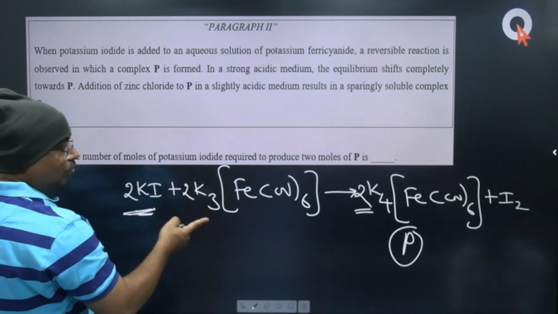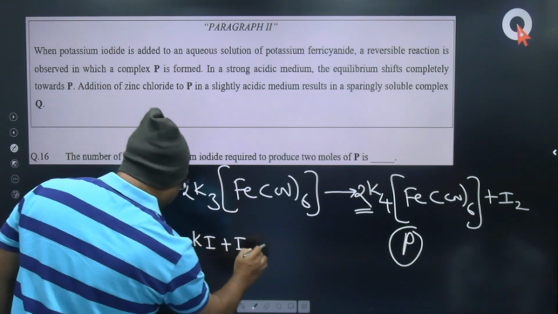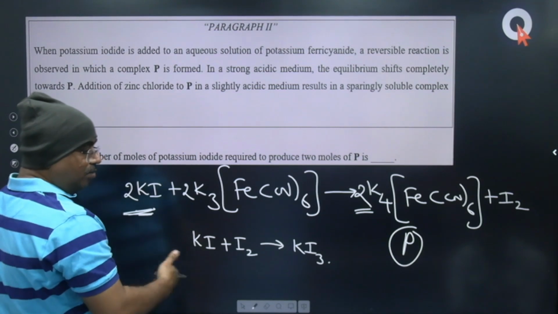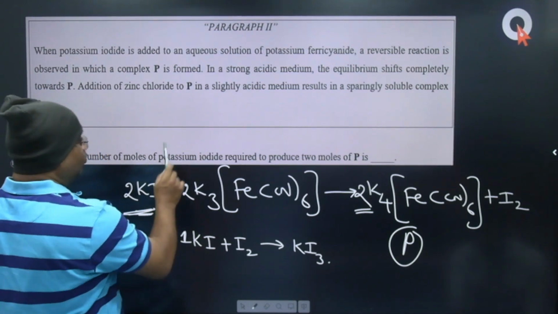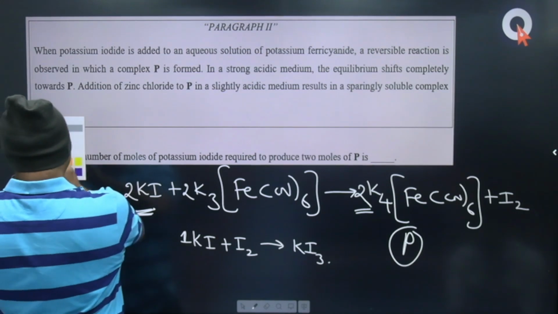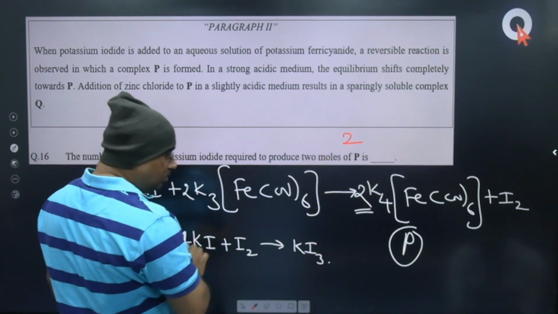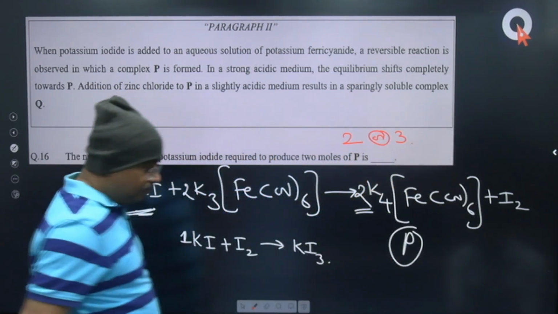But if you use the other thing, that is KI plus I2 reaction, then it forms KI3. Iodine is absorbing I minus. Then you require 1 more mole. So for this, usually we take normally 2. Maybe if extra KI is used, it is 3. Okay.